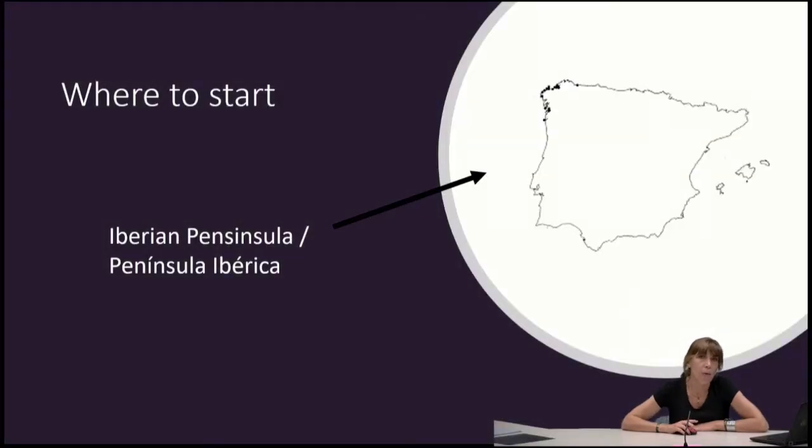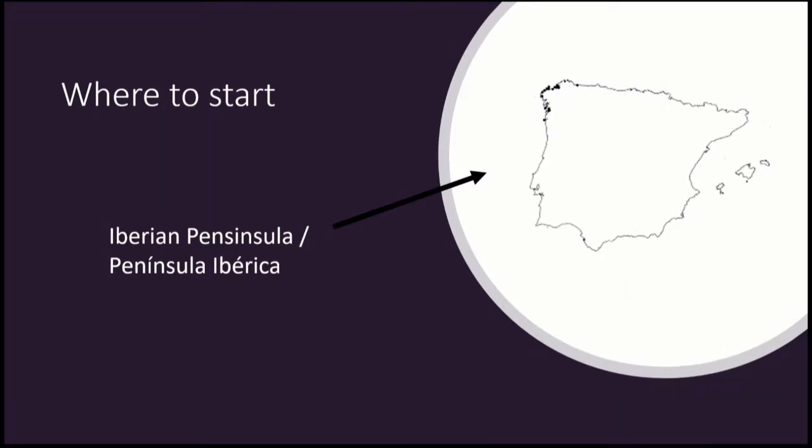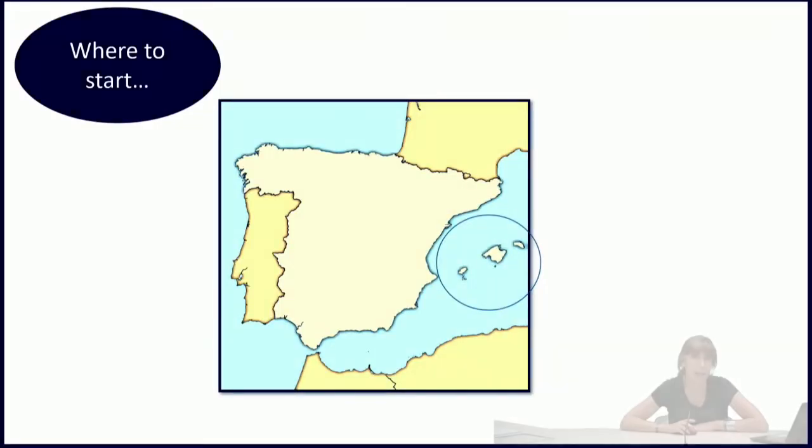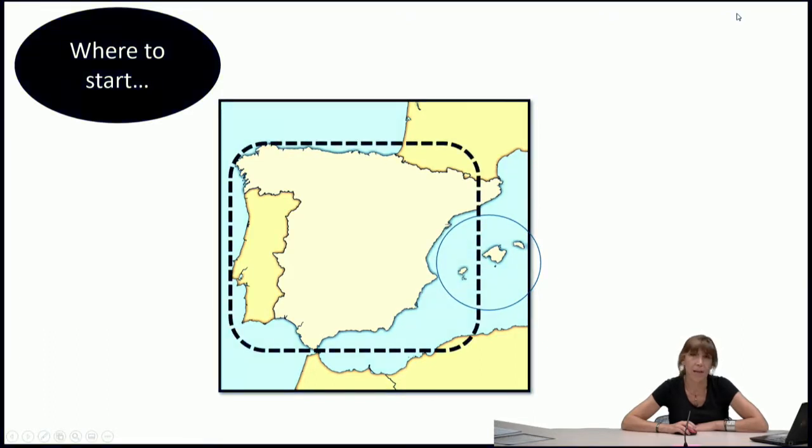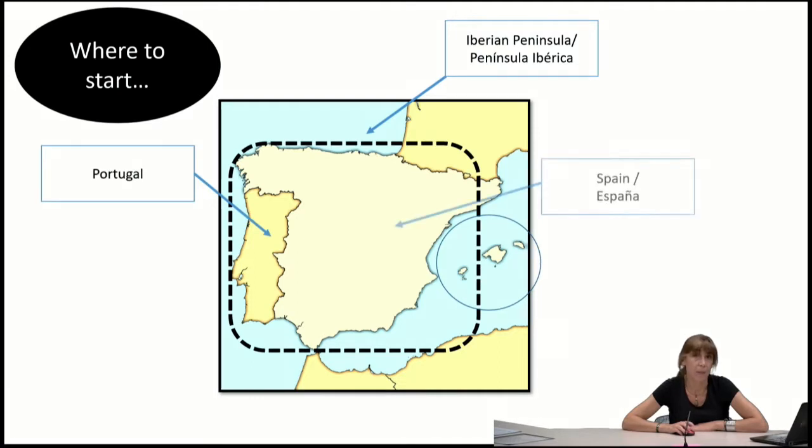Where to start? We will begin talking about how and when Spanish was formed in this place, the Iberian Peninsula, La Península Ibérica. You might recognize some of the places in the Iberian Peninsula today. First, when we talk about all this territory, we will refer to it as Iberian Peninsula. And you might also recognize these countries, Portugal, and Spain, España. These islands here are the Balearic Islands, Islas Baleares, in the Mediterranean Sea.